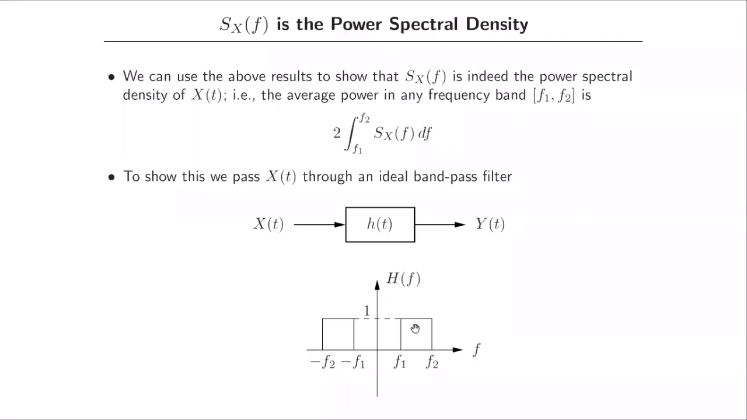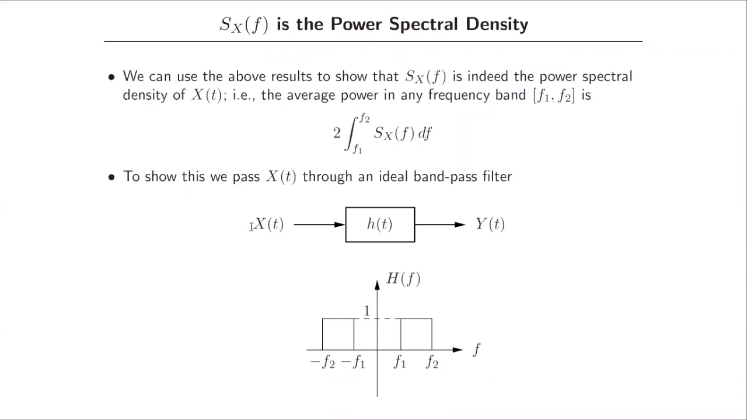We will now show that Sx(f) is the power spectral density. So this means that the average power in any frequency band f1, f2 is given as the integration of this density over this band. And of course, there are two bands, both in the positive and the negative axis, so there is a 2 factor here. If this is in fact a density, the power in any band should be given by this. This is the basic definition of density.